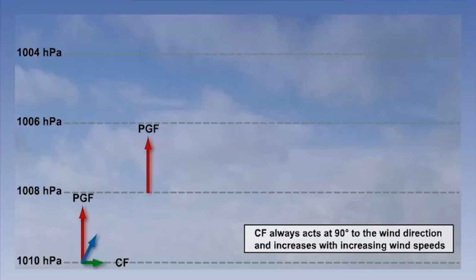In the next step, we still have pressure gradient force pulling towards the low pressure. But because the speed is increasing, the Coriolis force is a little stronger, and again acting at 90 degrees to the wind direction. The resultant wind in blue is now shown.